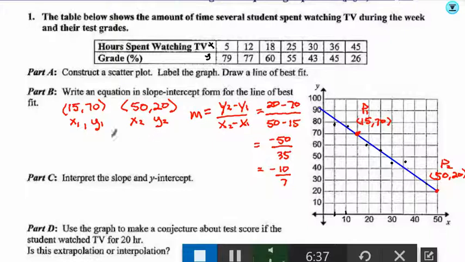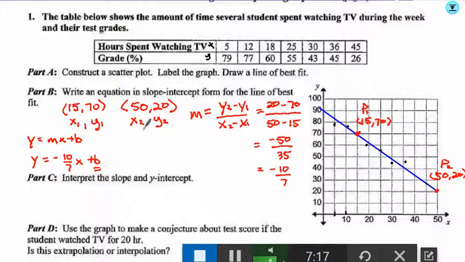Okay? So we have now the equation. y equals mx plus b is the slope-intercept form of a linear equation. We're going to replace m with negative 10/7. So y is equal to negative 10/7x plus b. Now I need to find b. Take one of the points, and I don't care which one you use. I'm going to use the second point because they're all in tens. And I just think that's easy.